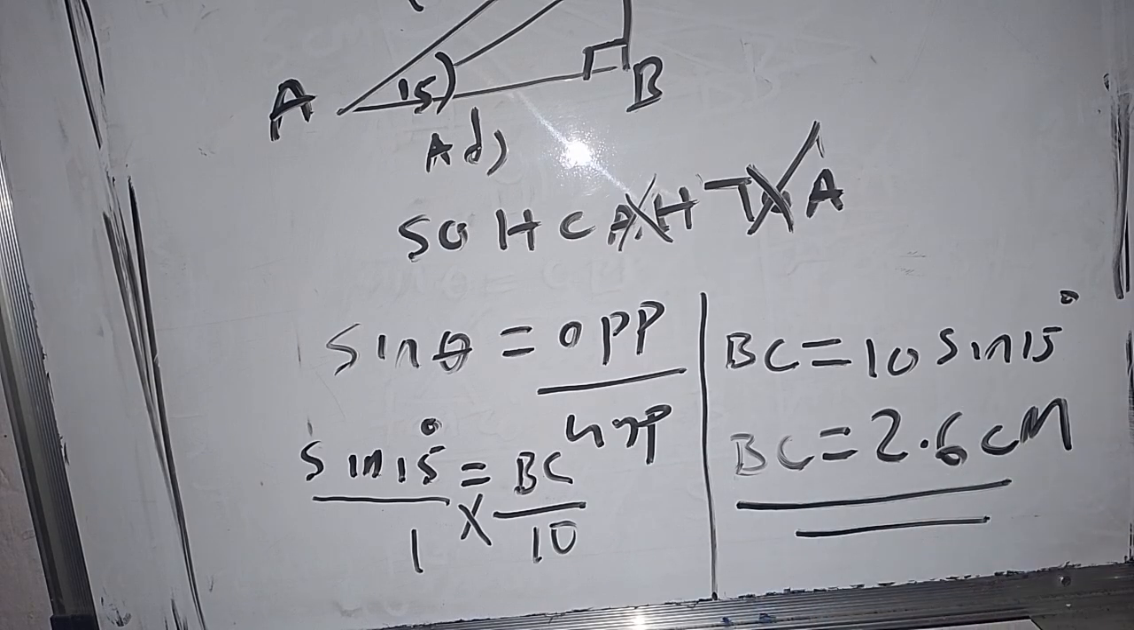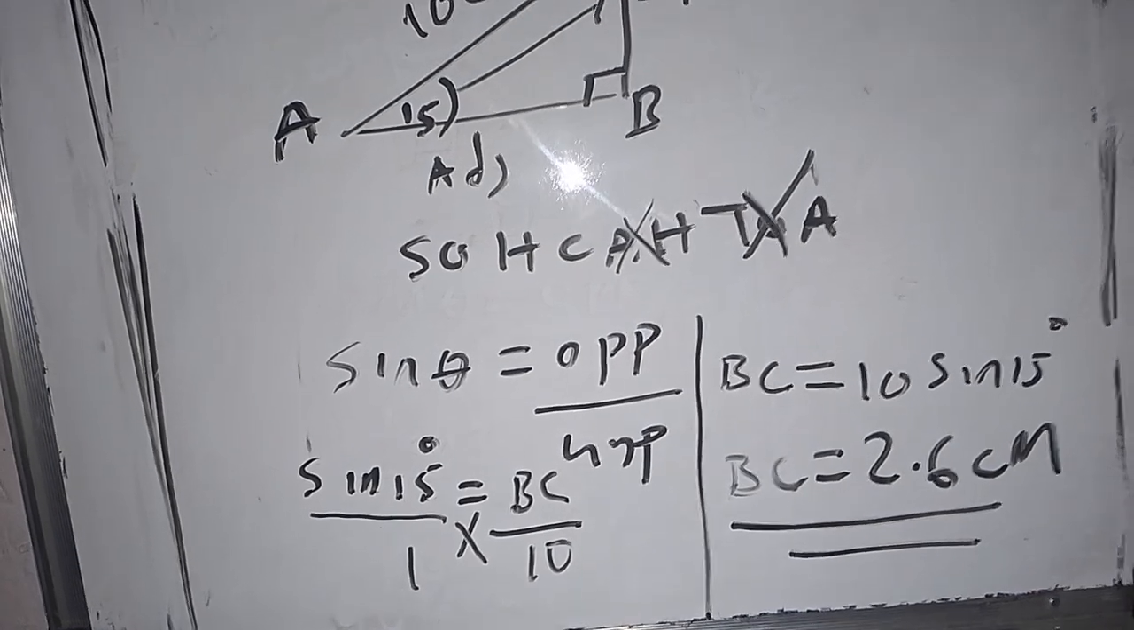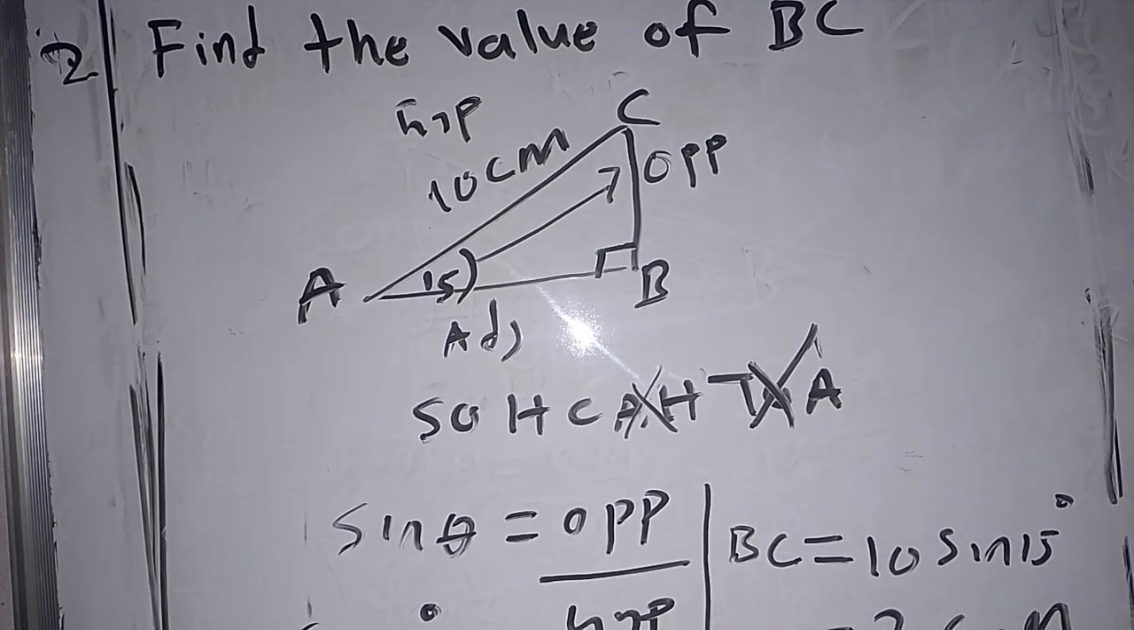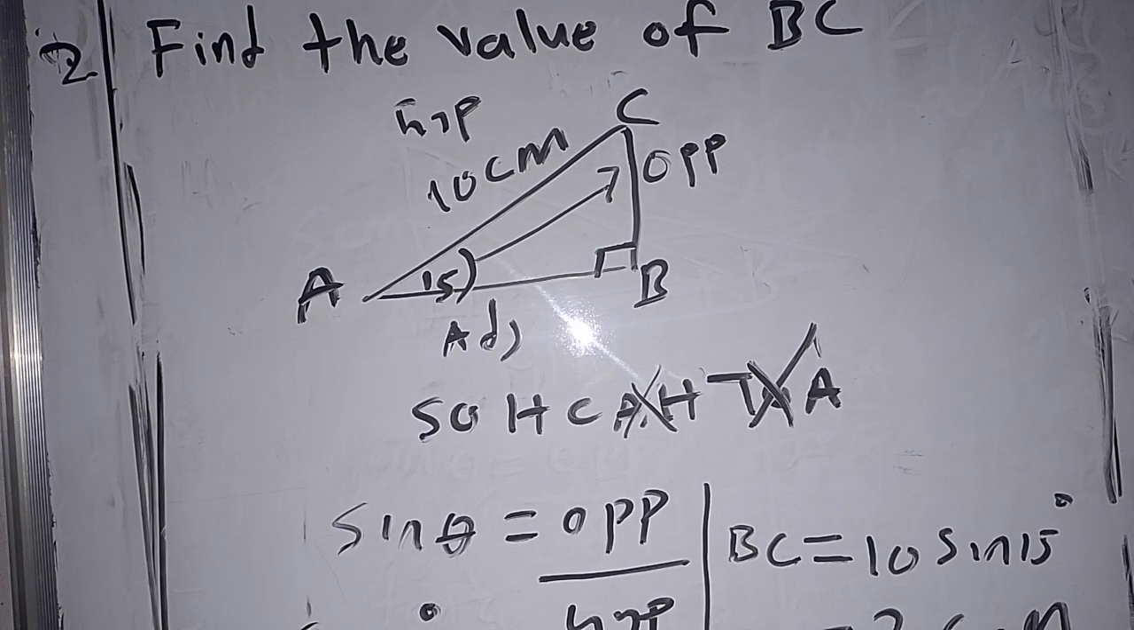Okay. However, in ECZ exam, you are recommended to give your answers correct to 3 significant figures. So this is how we solve using Sohcahtoa. So watch out for part 4. On part 4, we'll be looking at how we can find the unknown angle or theta. So thank you for watching.